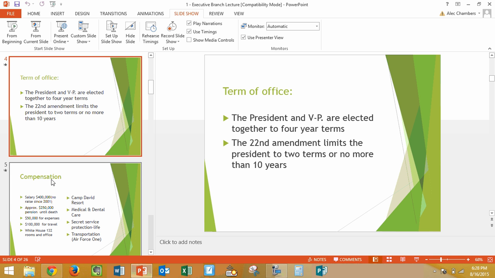So the exception is in case of a president passing away and then the vice president taking power, and then the vice president running for 2 more terms on top of that.